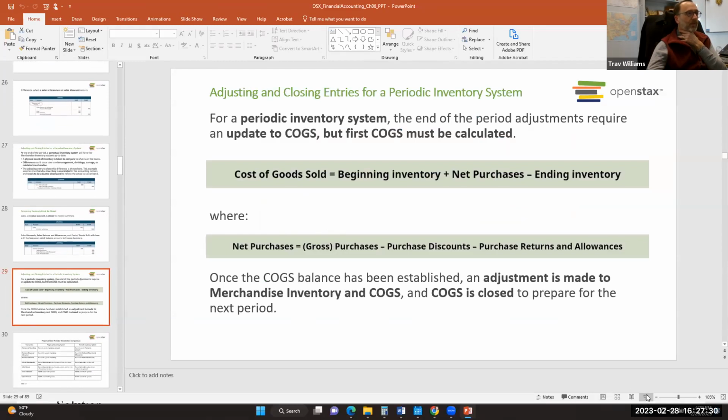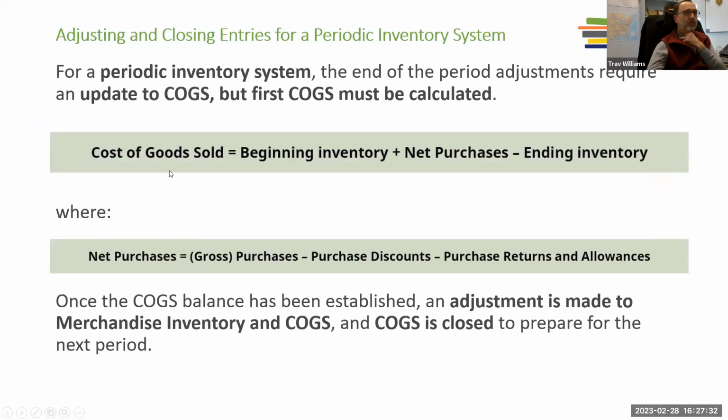So these are the formulas. Cost of goods sold, you can calculate by taking your beginning inventory, so how much inventory you have at the beginning of the period that's ready to be sold, plus any inventory that you purchased during the period, and then subtract any inventory that's left over at the end of the period, and then you know how much inventory you sold. But wait, Trav, how do you know how much inventory you purchased?